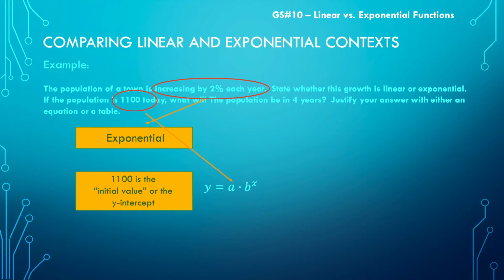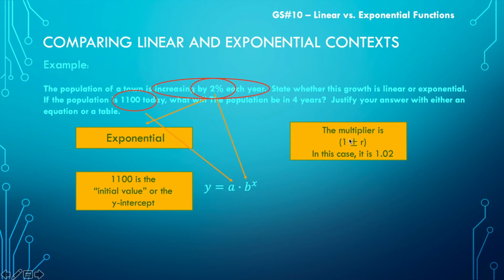Now, this is important. To find the multiplier, we are interested in an increase of 2%, okay? So when we're talking about a multiplier and we are talking about percentage, what we're going to be doing is taking 1 and adding or subtracting the percentage rate as a pure decimal to that value of 1.